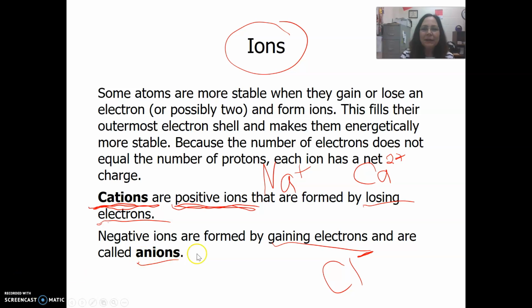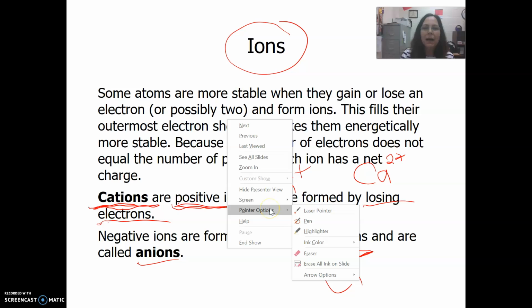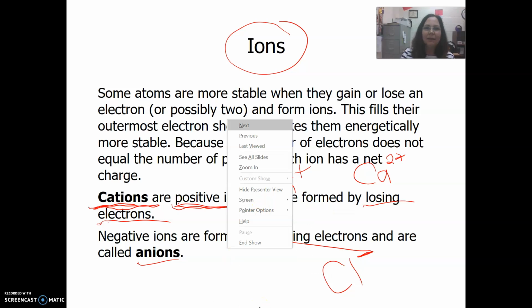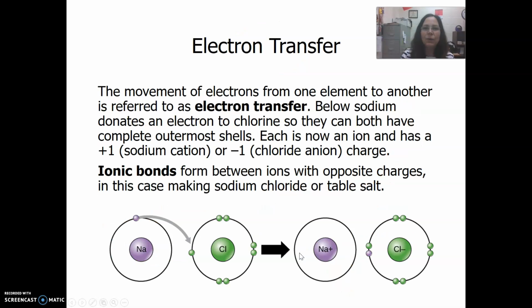This is part 3 of the chapter 2 lecture notes. We just were talking about ions, and I showed you the 2 cations and 1 anion. So now let me show you how the ionic bonds form. Ionic bonds form between cations and anions. In other words, ions with opposite charges.